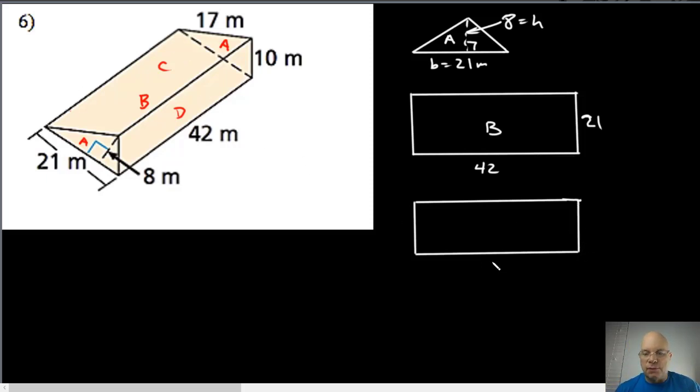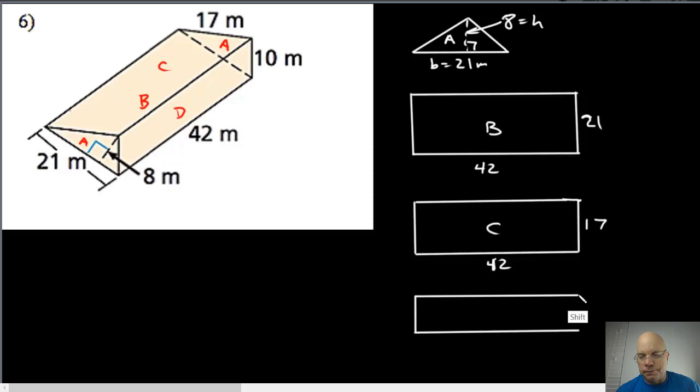also has a base of 42, but its height would be, this is why I need the 17 over here, because the height of this rectangle is 17 meters. This back face, this back rectangular face D, also has a base of 42 and a height of 10.